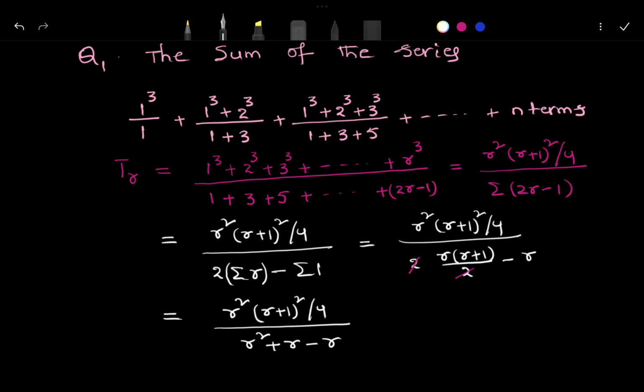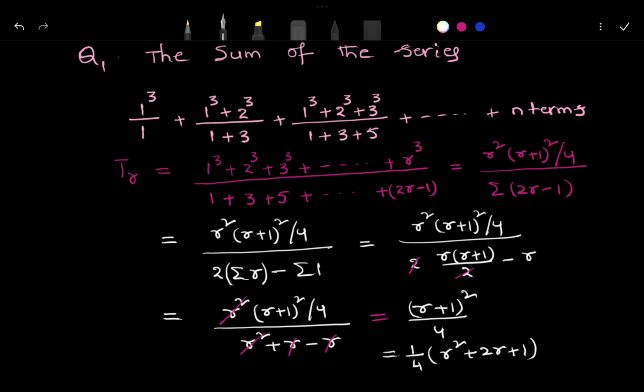So here plus r and minus r will be cancelled, and the denominator r square and numerator r square will be cancelled. That value will be equal to (r plus 1) whole square by 4. Now you expand this value, that is equal to 1 by 4 into (r square plus 2r plus 1). So this is the rth term of the given series.